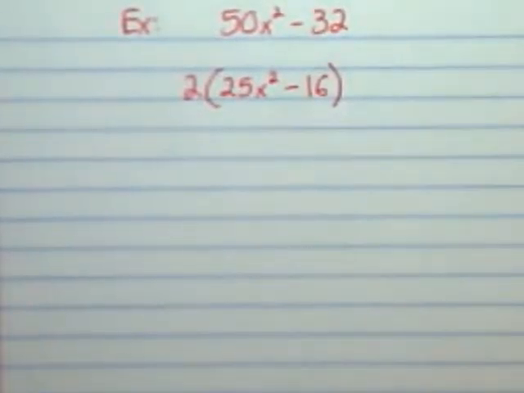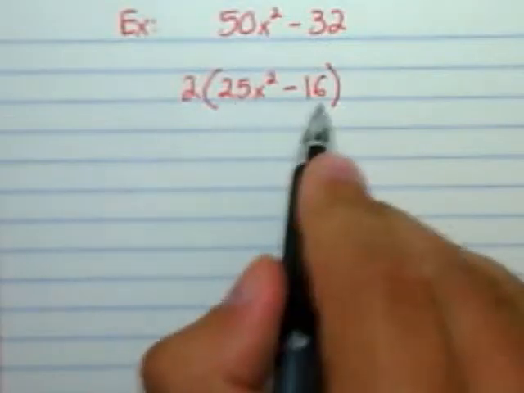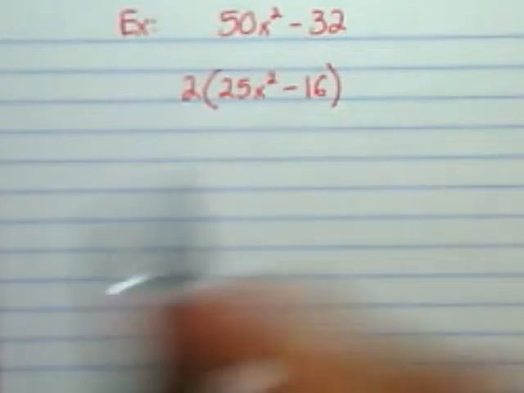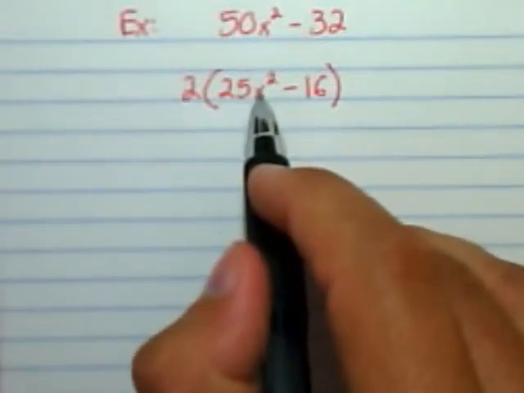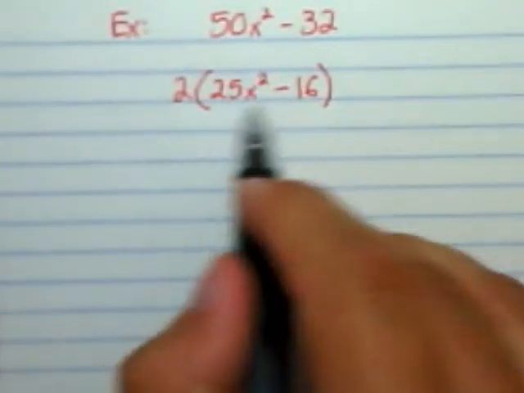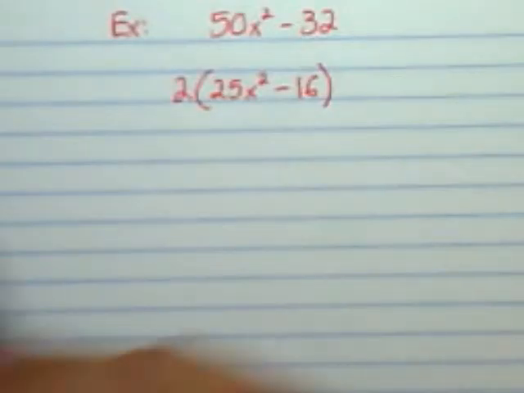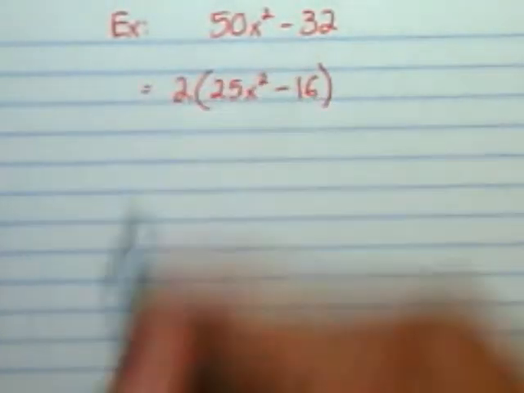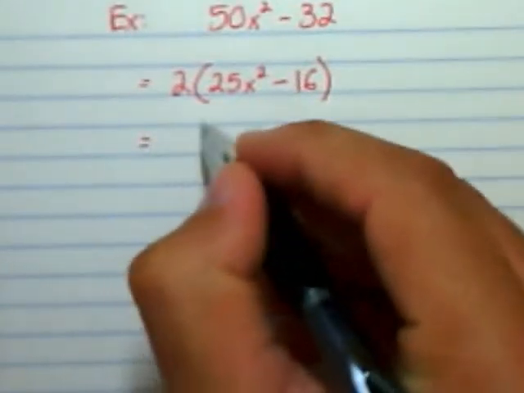16. Now, do we have anything that goes into 25 and 16? Absolutely not. But what do we notice about 25 and 16? They're both perfect squares. We have got to recognize that 25 and 16, and even x squared, that's how we know all three of those are perfect squares. So we're going to factor just this side and keep the 2 on the outside to factor it out completely.